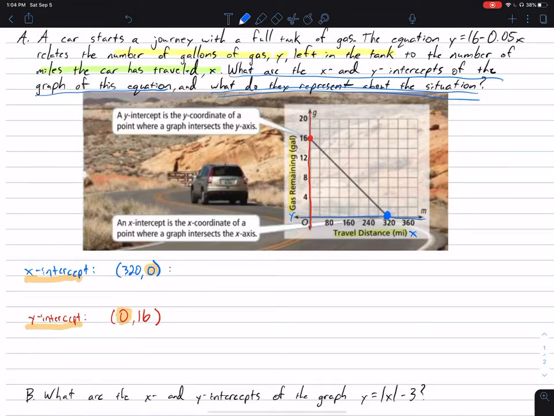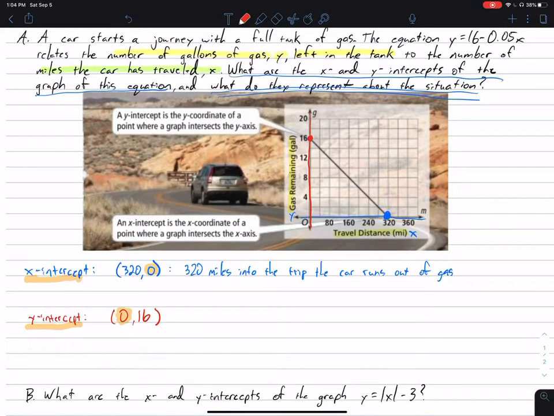So this tells me that 320 miles into the trip, the car runs out of gas. Now there are other ways to phrase that. You could say that the gas tank is empty after 320 miles. However you want to phrase it is fine. But the idea is that at 320 miles, you're going to have an empty tank.